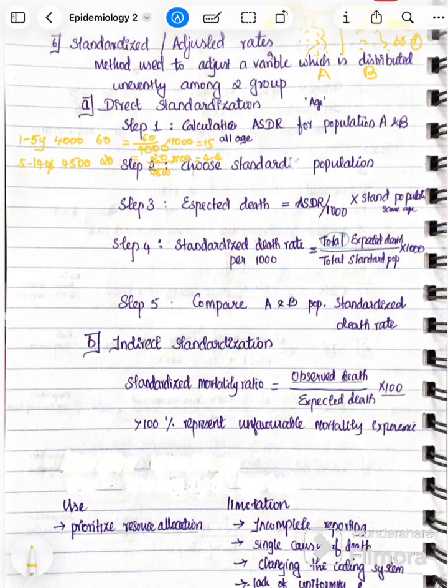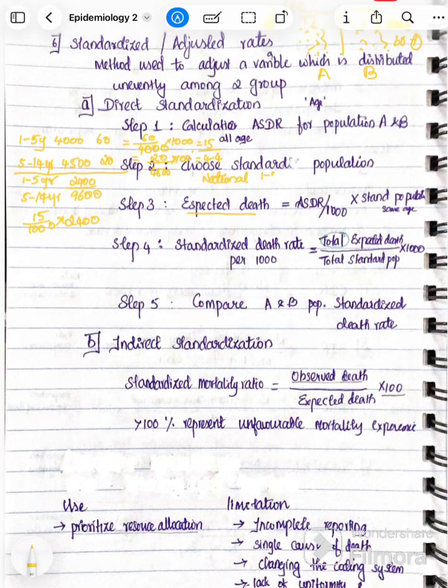Second step is choose the standard population. It can be national value. Same age group 1 to 5 year, 2400 people are there of that age group. 5 to 14 year standard population we have 9600 children. Now third step is expected death is equal to age specific death rate divided by 1000 into standard population. So age specific death rate we got is 15 divided by 1000 into standard population. So standard population of that age group is 2400.